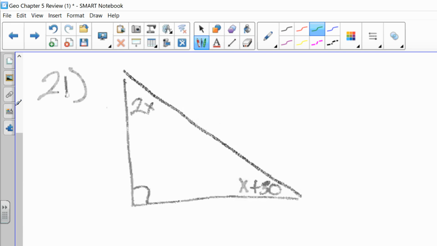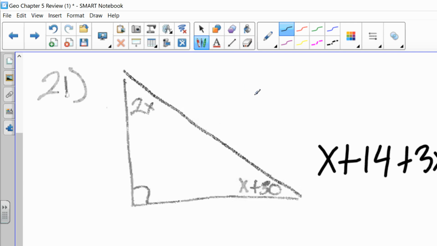Now, we know that these 3 angles add up to be what? 180. We also know that the 2 acute angles add up to be 90. We could do it either way, because we could set it equal to 90. If you don't remember that with right triangles, setting it equal to 180 will not make a difference. We will get the same values.